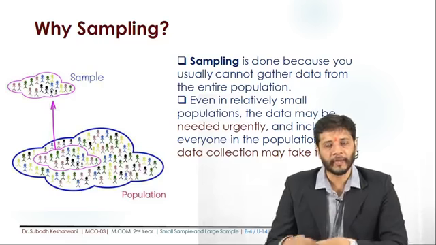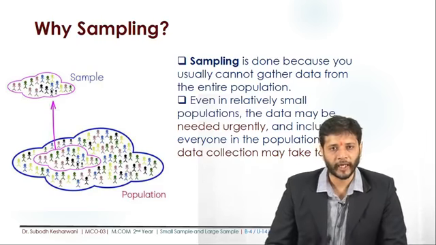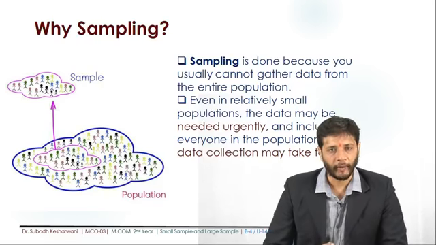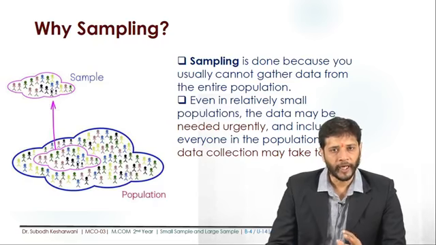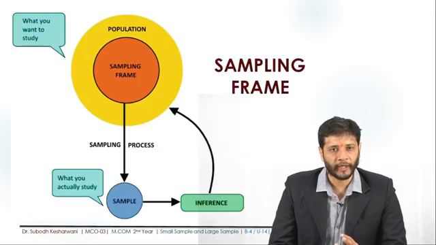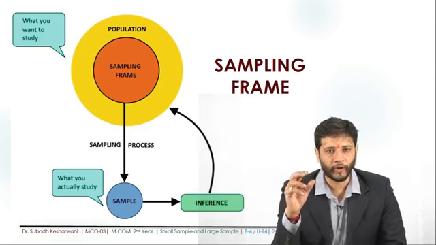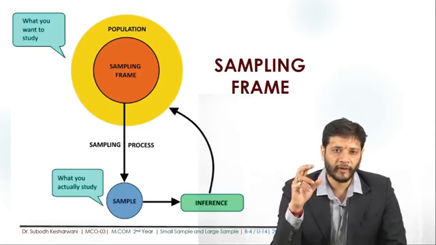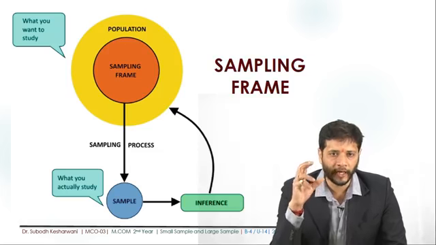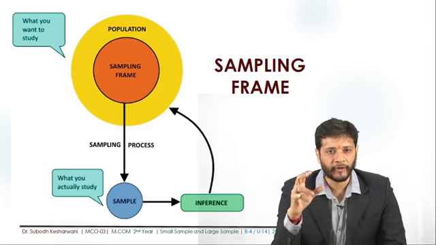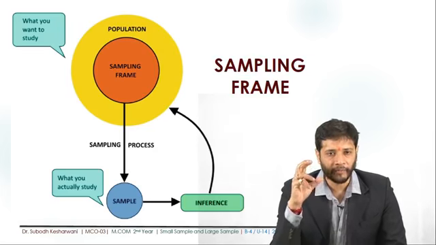So sampling is done because you usually cannot gather data from the entire population. Even for a relatively small population, the data may be needed urgently, and including everyone in the population in your data collection may take too long. That is the reason sampling plays a very important role. If you go into the backdrop, you will find that we have a population, a target population, a sampling frame, and then a sampling process.